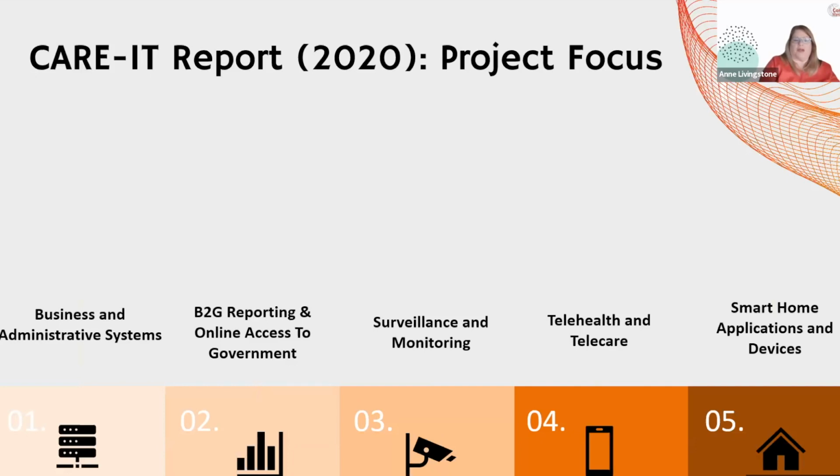But the government gave us a challenge to do the first benchmark across 4 areas. And this benchmark was about the capabilities and the capacity of aged and community care providers to respond to contemporary requirements in terms of business and administrative systems. They wanted a view of how things were going, particularly where B2G gateways were occurring and online reporting was required, both in terms of accessing government services, but also reporting up from care providers to the government.